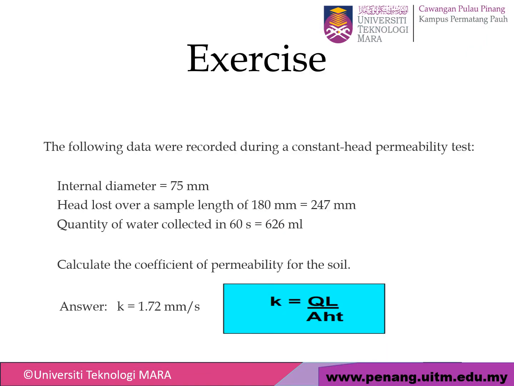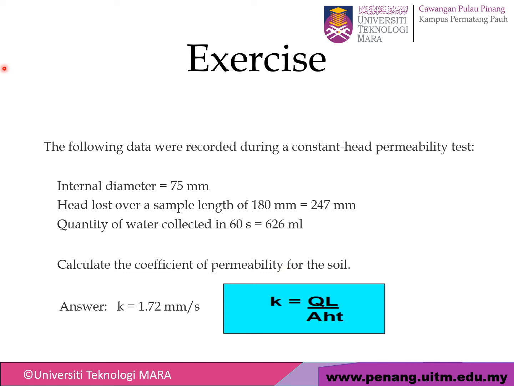Okay guys, refer to the exercise. The following data were recorded during a constant head permeability test. When we're talking about the constant head permeability test, you have to use this equation: K is equal to Q times L over AHT. The internal diameter is 75 mm, so from the diameter you have to determine the cross-sectional area, pi d squared over 4. The head loss is over a sample length of 180 mm, so L is 180 mm. The head loss H is 247 mm. The quantity of water collected in 60 seconds is 626 ml. Calculate the coefficient of permeability for soil.